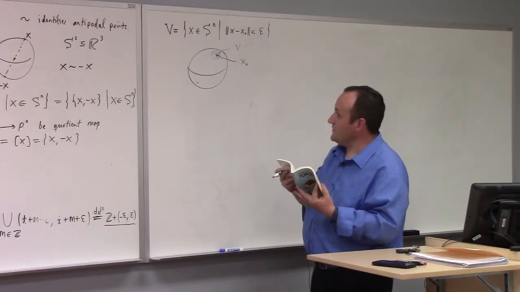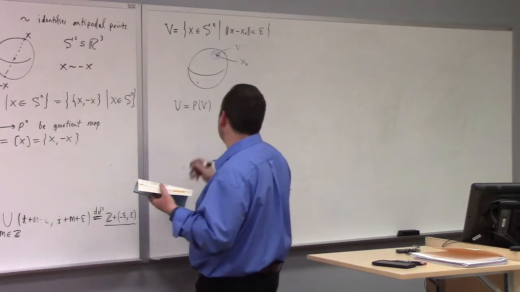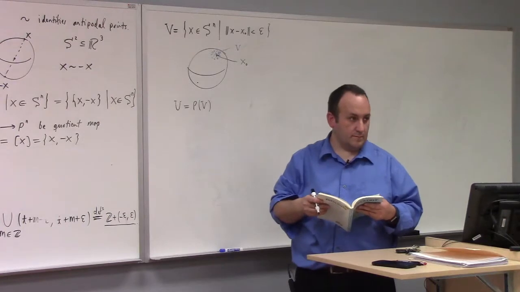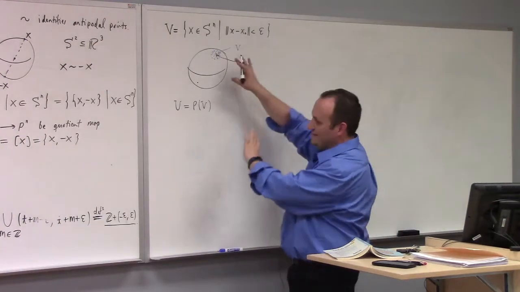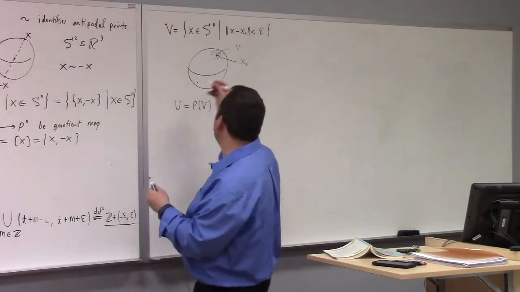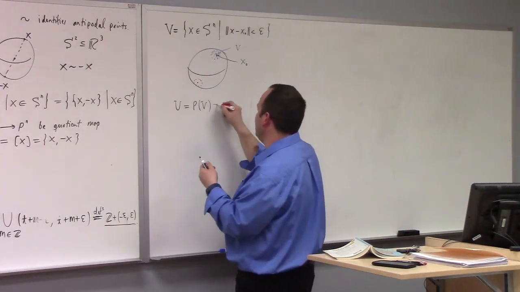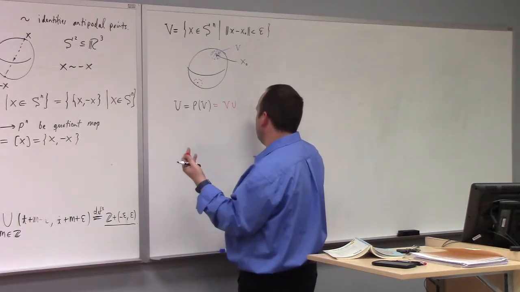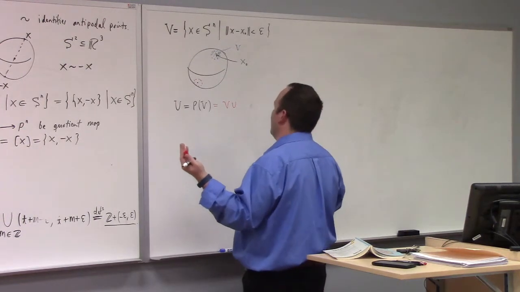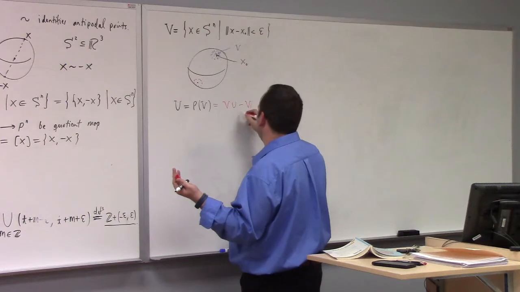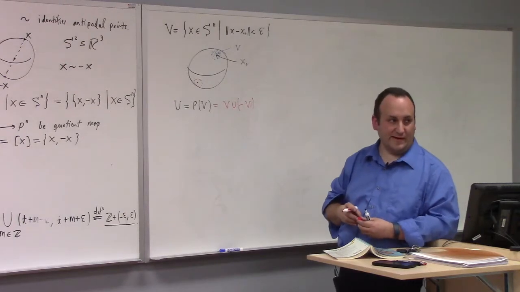He says U equals P of V. What's U equal to P of V? Right, it's this, and then also down here as well, right? The P of V is essentially V union with minus V, I suppose, would be a reasonable way to put it. I mean, I think it is actually that, right?